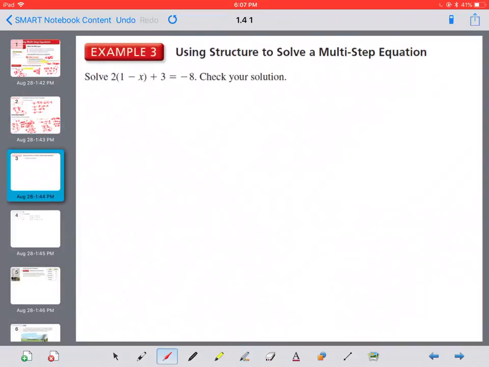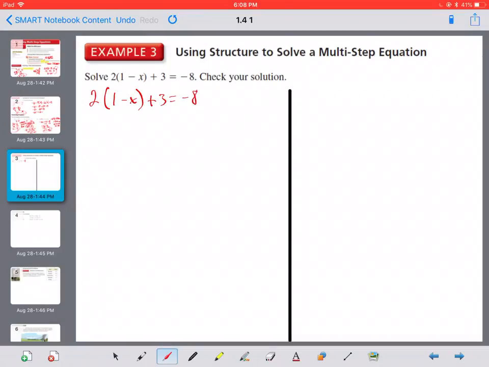Okay. Let's see. What else can we get to? Using structure to solve a multi-step equation. Okay, so when we talk about this, I'm going to divide into 2 windows here. It's all about how you want to divide it. Doing math is kind of like going to the mall. There's a lot of ways to get there, but you always end up at the same place if that's where you meant to go. So we can take 2 times (1 minus x) plus 3 equal to -8.